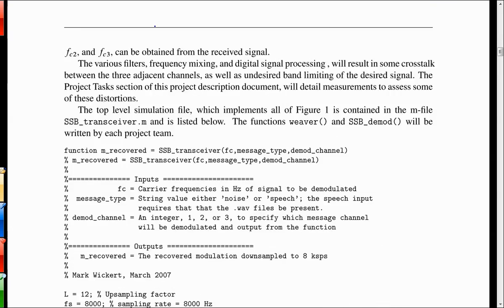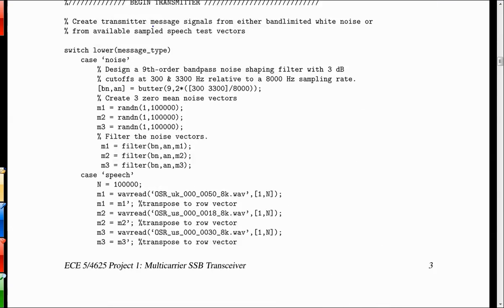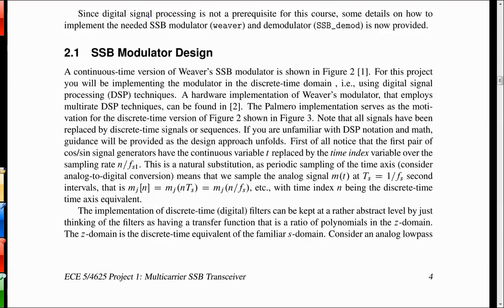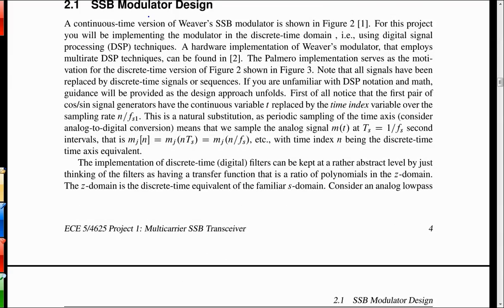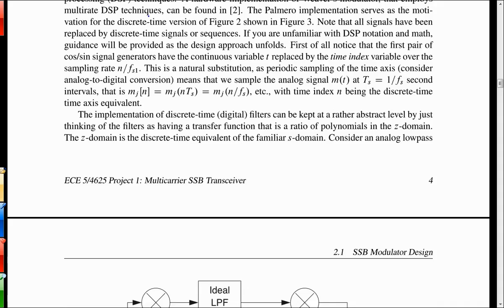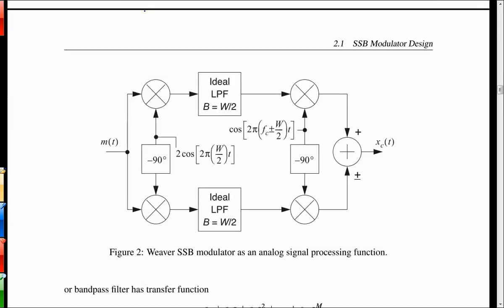So I give you certain pieces of the code pre-built. But the modulator itself came from an article that I found on the internet. It's called Weaver's modulator, and then it's a DSP version of Weaver's modulator. So first, it's the Weaver's modulator in the analog form, which looks like this. This is a single sideband modulator.